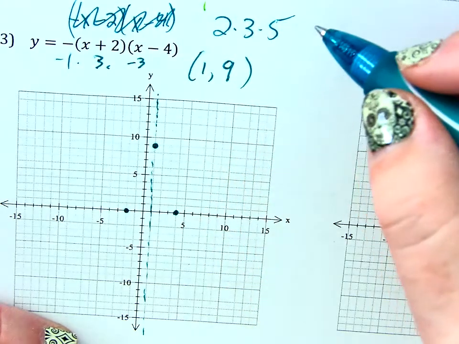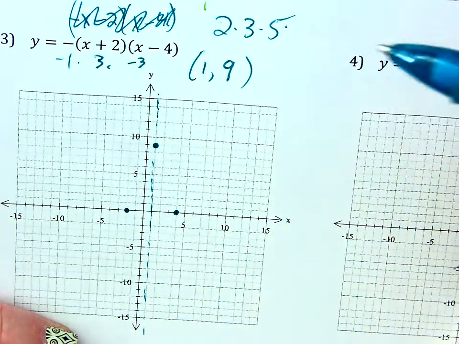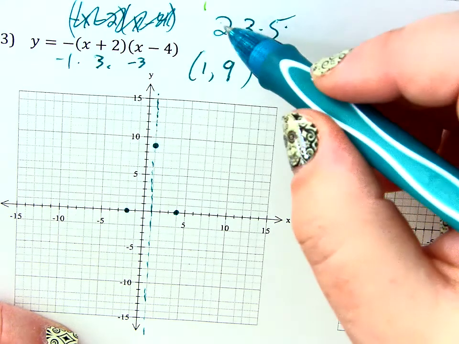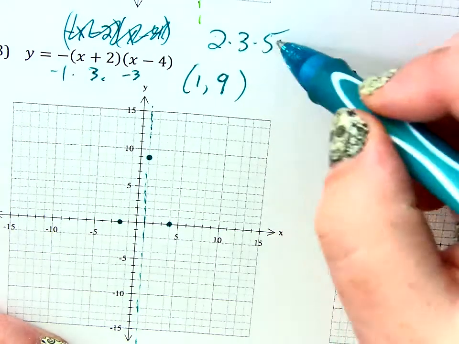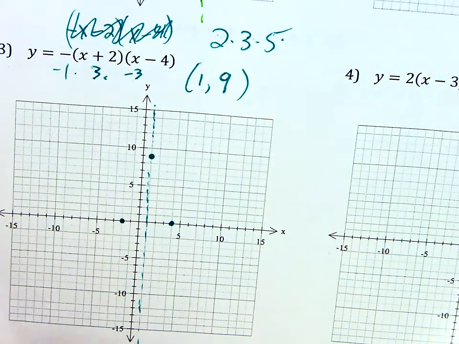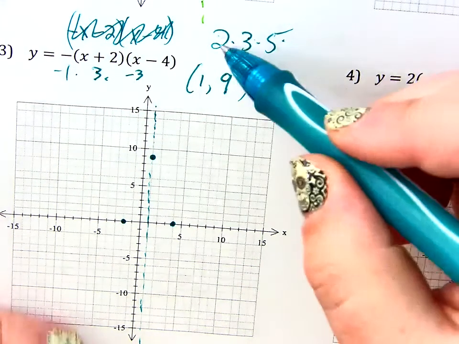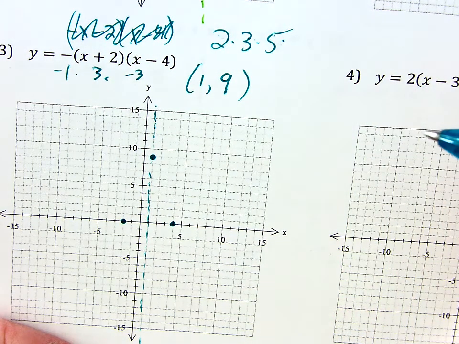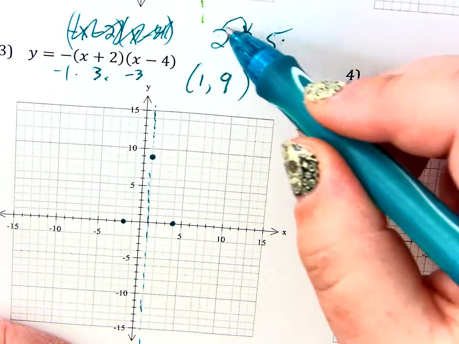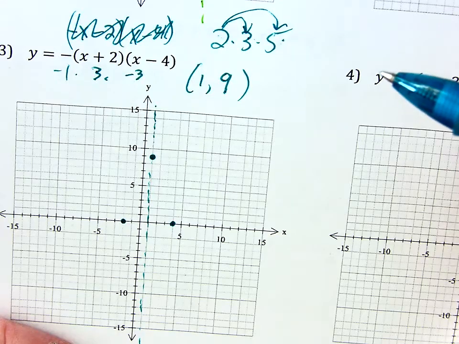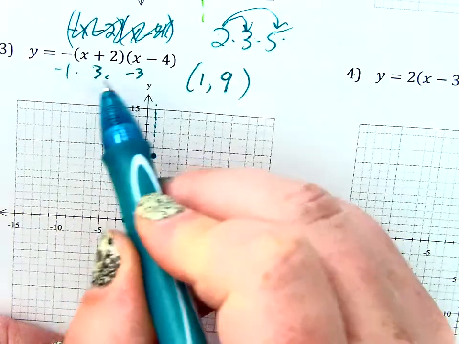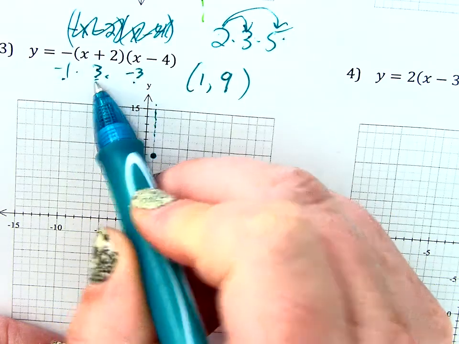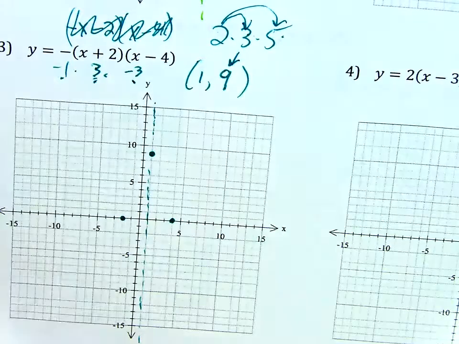What do you get when you multiply 2 times 3 times 5? Christina, what do you get when you multiply 2 times 3 times 5? 30, right? You don't do 2 times 3 and 2 times 5, right? Because then you get something that's not what that means. So you're just multiplying 3 numbers together right down the line. -1 times 3 times -3. 9. Yeah.